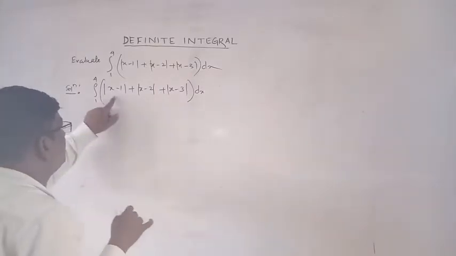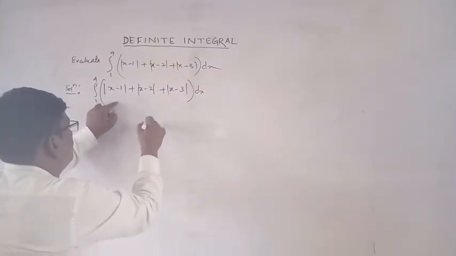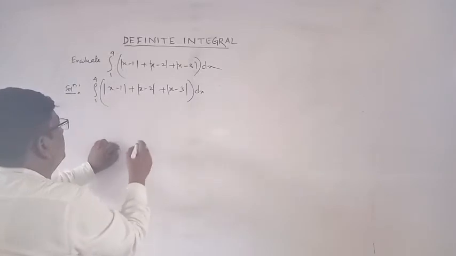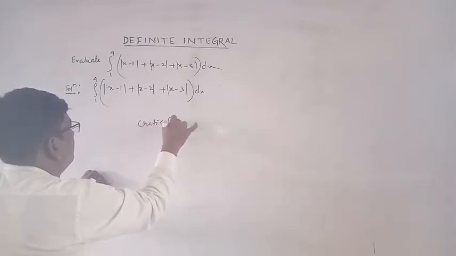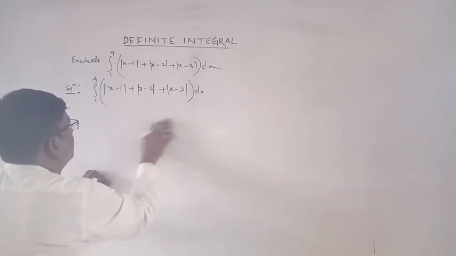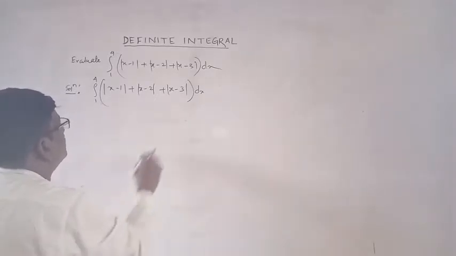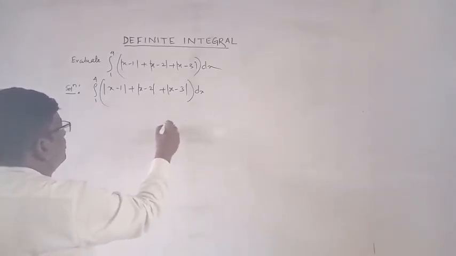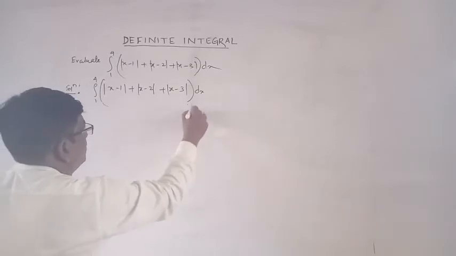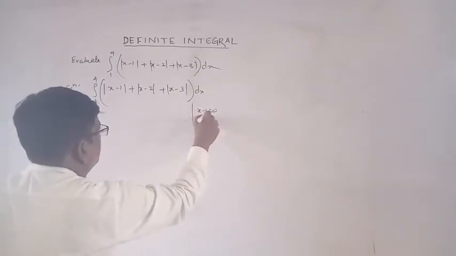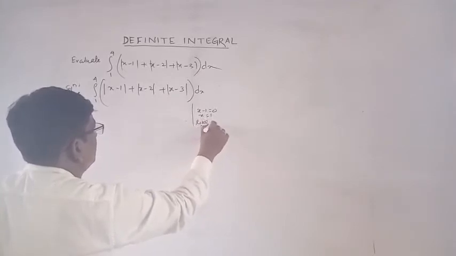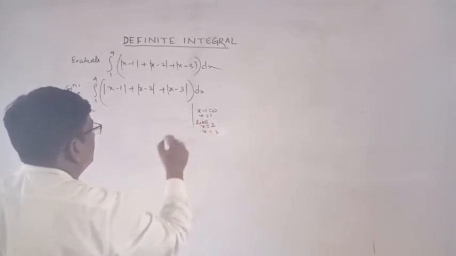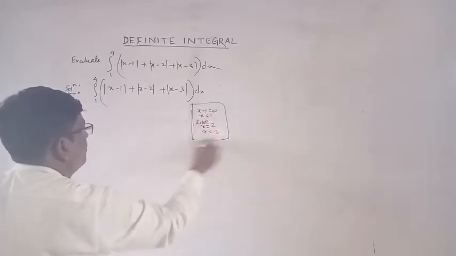x − 1 = 0 gives a critical point at x = 1. The critical points here are x = 1, 2, 3. Setting x − 1 = 0 gives x = 1, and similarly x = 2 and x = 3. These are the critical points.